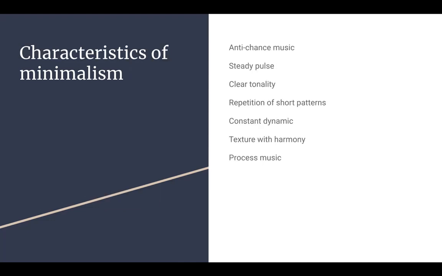Next, we get into what are the characteristics of minimalism. Some characteristics that we'll find throughout our studies: anti-chance music, so it's anti the movement of music beforehand. It has steady pulse, clear tonality, a repetition of short patterns, constant dynamic, texture with harmony, and processed music. So now that we know what it is, we'll talk about some of these features so that you can identify them in the music themselves.